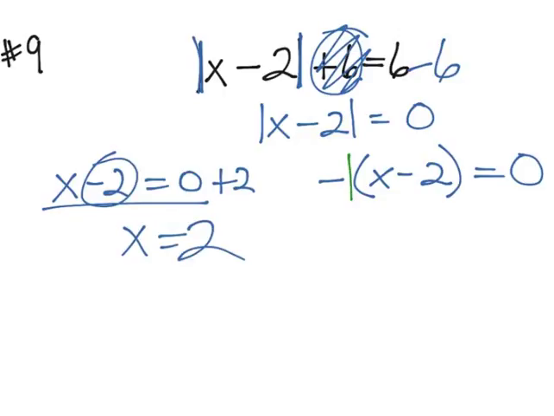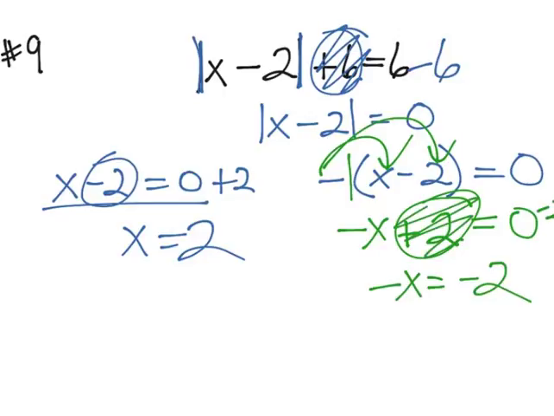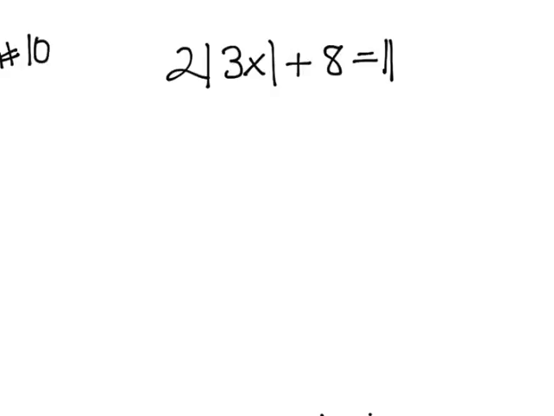And over here, I need to distribute my negative 1, don't I? So negative x, and negative times negative 2 is positive 2. Okay, so I got a positive 2, and if I move it, that's a negative 2. So negative x equals negative 2. Oh, but I'm not allowed to leave that because that's really like a negative 1x, isn't it? So I'm going to divide by negative 1, and x equals, oh, look at that, negative, negative, positive. So I did that thing again with 0, didn't I? Okay. Last one.